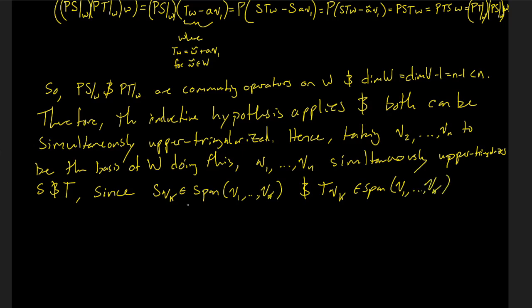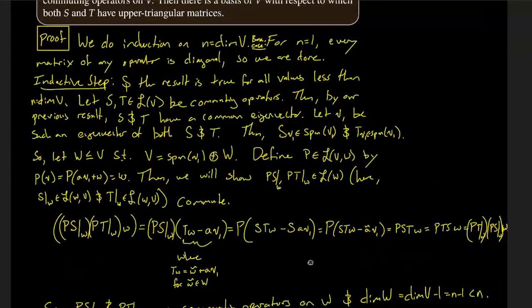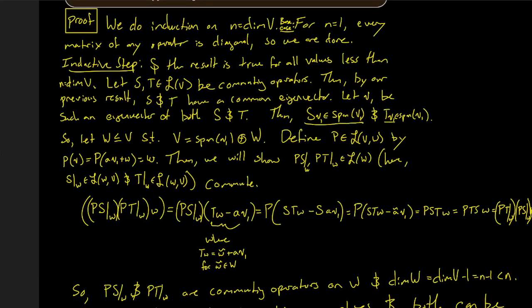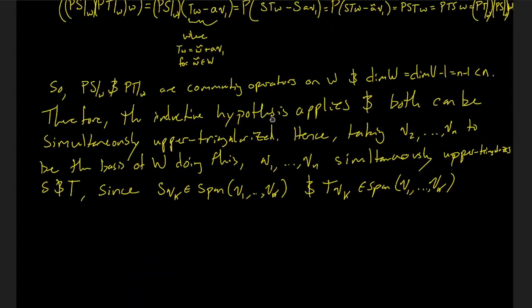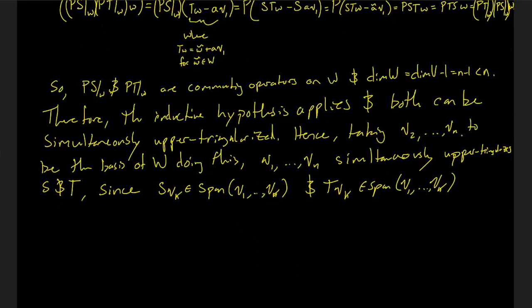Since SVK is in the span of V1 through VK and T of VK is in the span of V1 through VK, this is super easy to see because SV1, as we've already noticed before, is in the span of V1 and T of V1 is in the span of V1. And since V2 through Vn upper triangularizes S restricted to W combined with the projection P and T restricted to W combined with the projection P, all this says is that S of VK is in the span of V2 through VK for K greater than or equal to 2. Oh, cool. Nice. We're done.